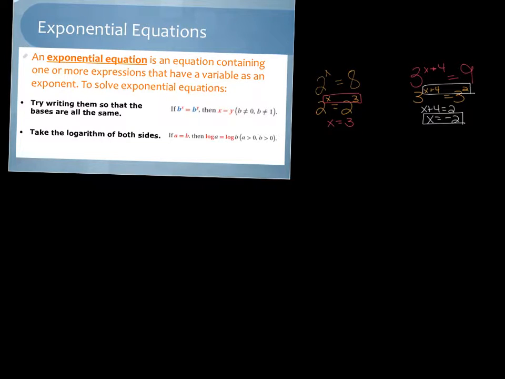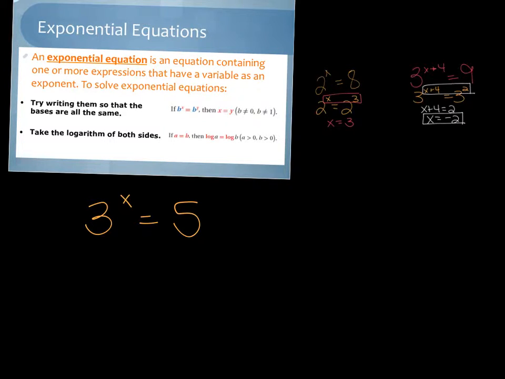So that's the first kind, if one base can be rewritten as the other. The second kind is when you can't do that. So let's say I have 3 to the x equals 5. There's no way to rewrite 5 as 3 to a power, right? Not a whole number, okay? Not even a fraction in this case.